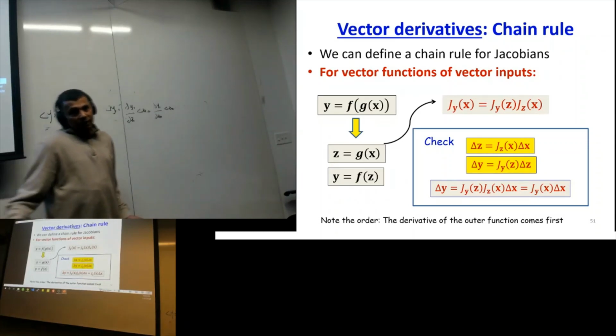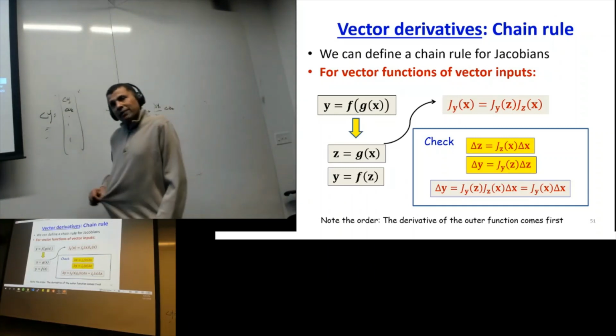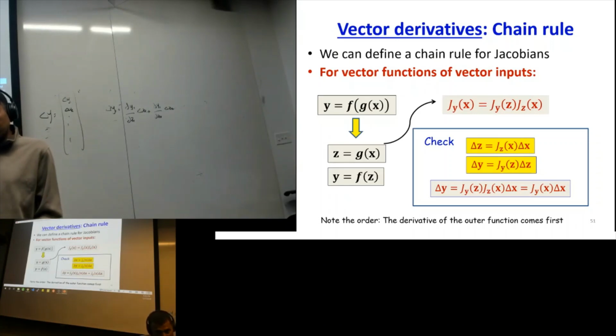You have the derivative of the outermost function times the derivative of the next inner function. If I have a nesting of many functions, it's going to be the product left to right of the derivative of the outermost function times the derivative of the next function in, and so on.